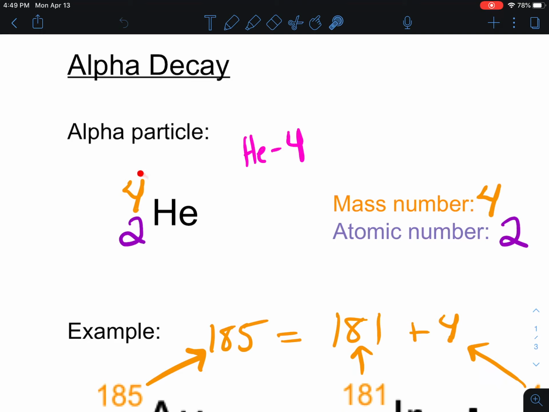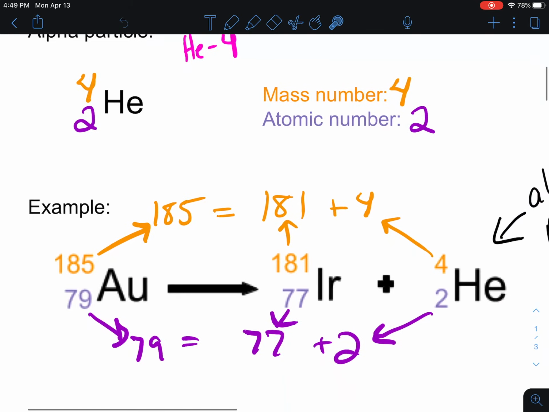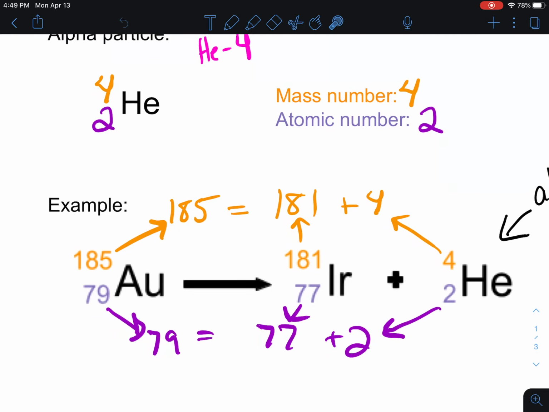In atomic notation, the number on the top is the mass number, which is 4 in this case. The bottom number is the atomic number, which is 2 in this case. Now, here's an example of an alpha decay equation. This is gold 185, so Au-185 is the isotope. Gold 185 alpha decays into iridium 181 and a helium-4 particle. We know this to be true because the mass number of gold is 185, the mass number of iridium is 181, and the mass number of helium is 4.